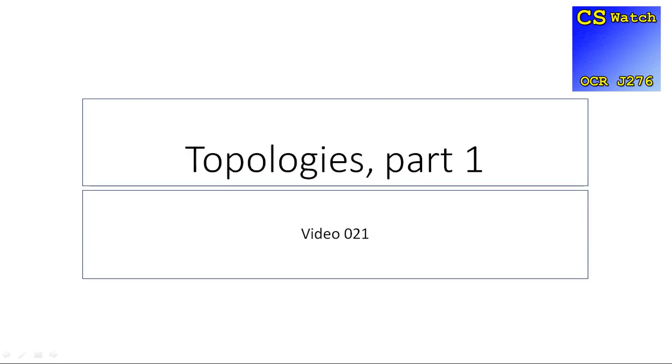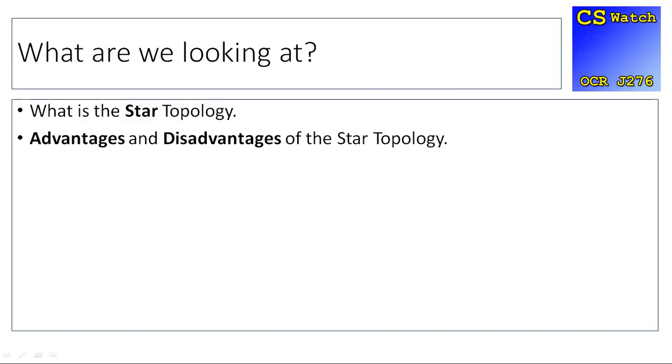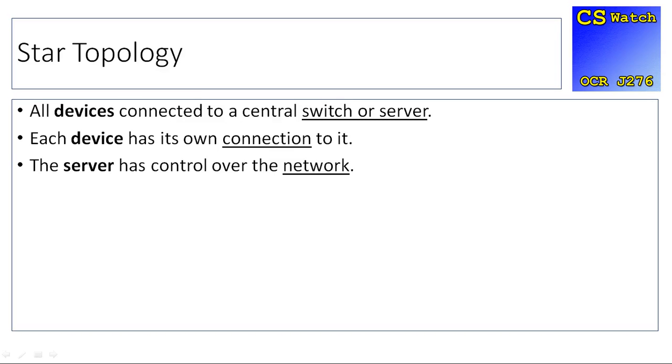Hello there and welcome to this CSWatch video for OCR J276 where we are going to start looking at network topologies. This is a two-parter, so stay tuned for part 2 coming up shortly. But we're going to be looking at the star topology today and the advantages and disadvantages of using the star topology. So, everyone knows what a star looks like when you draw it, whether it's a star on top of the Christmas tree or a star in the sky.